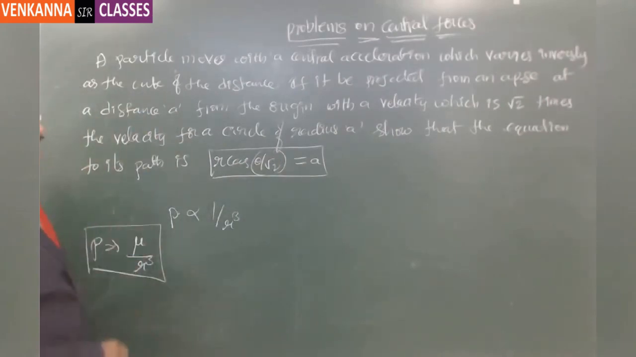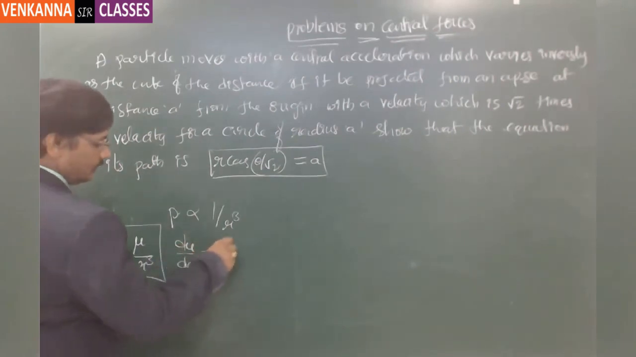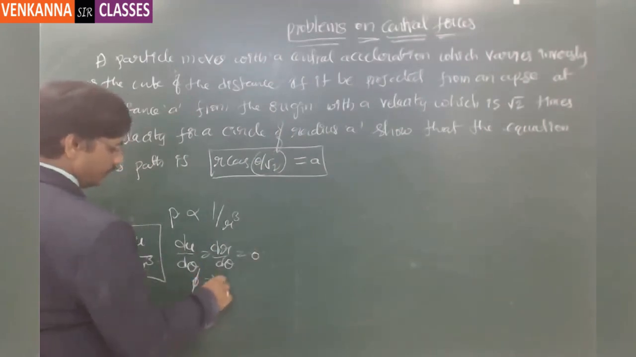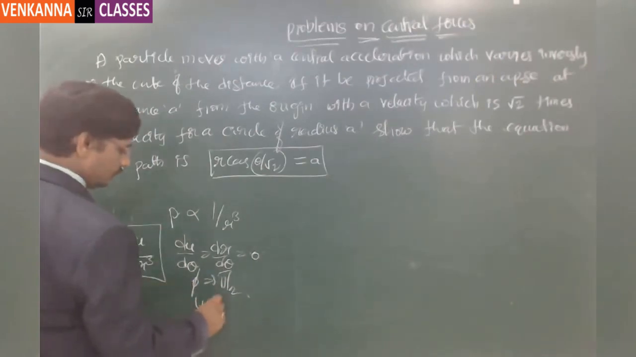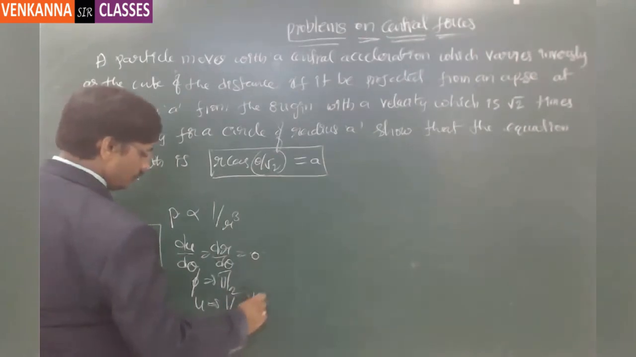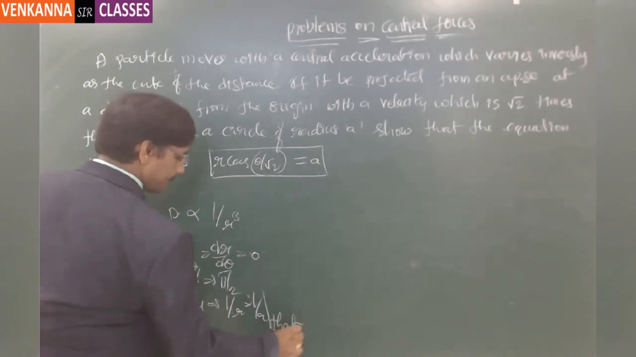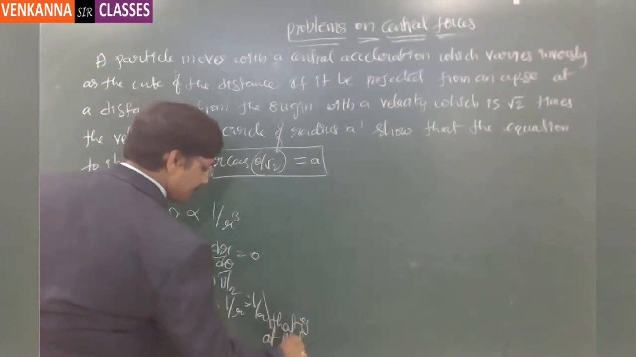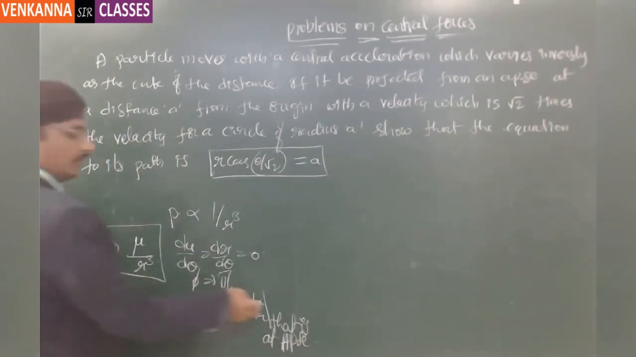Now at the apse we have the fundamental condition, that is du by d theta equal to dr by d theta equal to 0 and the angle phi equal to pi by 2. So this is the condition of the apse. And at an apse, u is equal to 1 by r is equal to 1 by a. So the value of u is 1 by a at the apse.